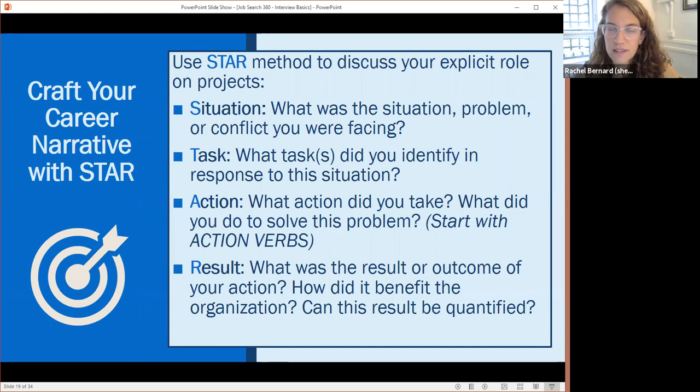I think the letter R, the result, is really where some of these concerns about answering those questions about challenges or weaknesses come in. It's really important to make sure you wrap up the story with the result or the outcome, and also a reflection about how you handled the whole situation.